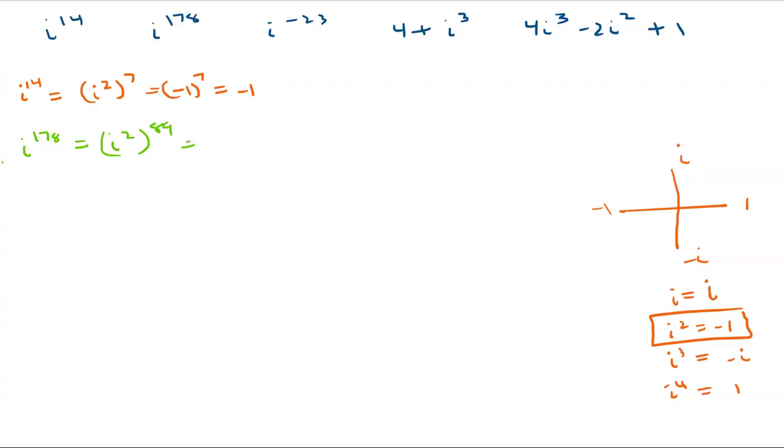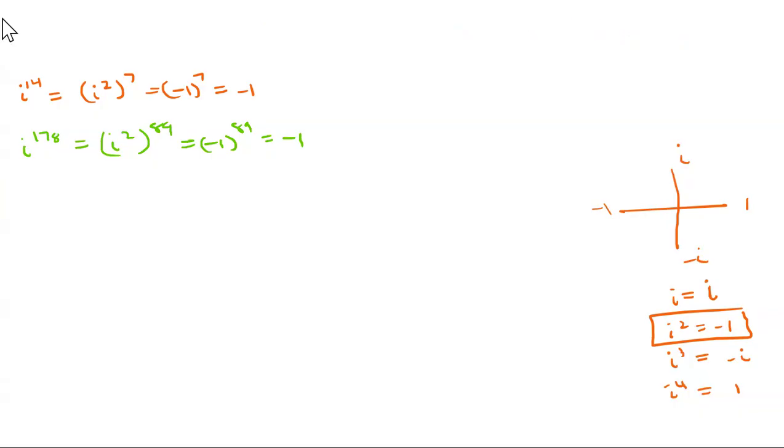So i squared again is what? Negative 1. So negative 1 raised to the 89th power. Again, it's an odd power. So that means then we're going to have a negative 1 again. Okay? So that's how I would do that one. I'm actually going to skip the third one here for right now and go back to that in a second. And let's go to the 4 plus i to the third.